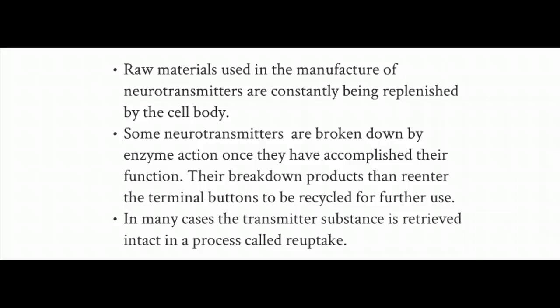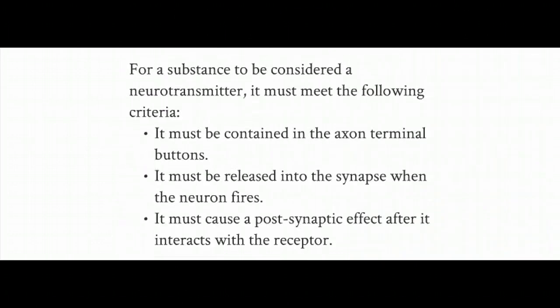Neurotransmitters are broken down by enzymes once they have been secreted into the synapse, and then the breakdown products are recycled for further use and sucked back into the presynaptic neuron. And sometimes the neurotransmitter itself can be retrieved intact and sucked up through a process called reuptake into the presynaptic neuron. For a substance to be considered a neurotransmitter, it has to meet the following specific criteria.